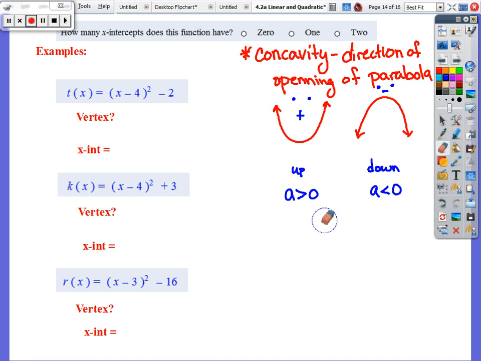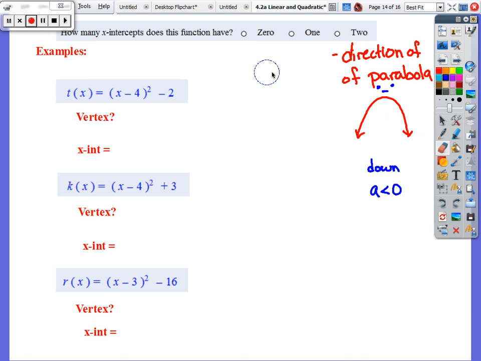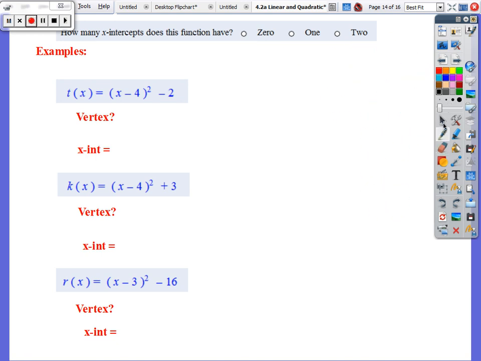If the A is positive, it's concave up, smiley face. And if the A is negative, think frown face, which is concave down. So the A value will help you determine its concavity. So we look at this one. What's our A value? The A is what's in front. It's a 1. What's in this one? A 1. What's on that one? A 1. So all three of these are concave up. How do I know that? The A is positive.